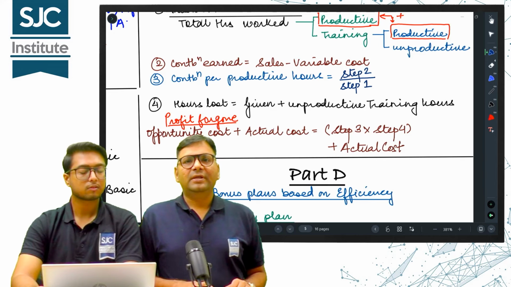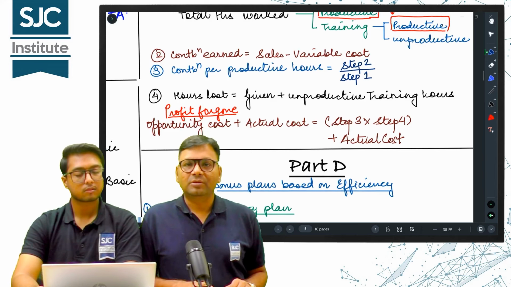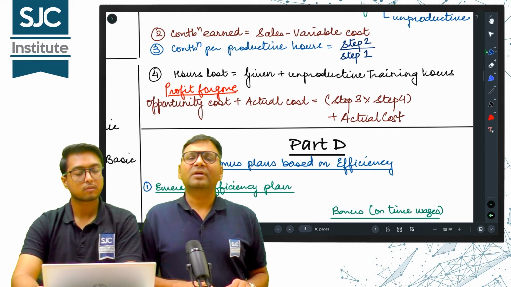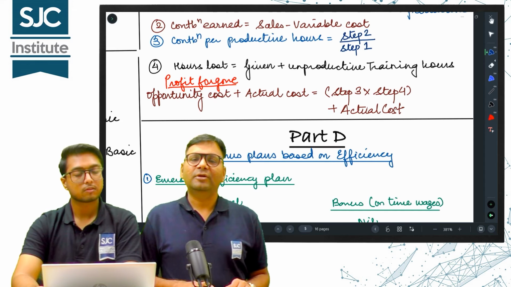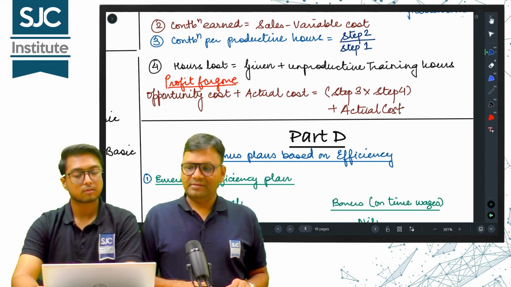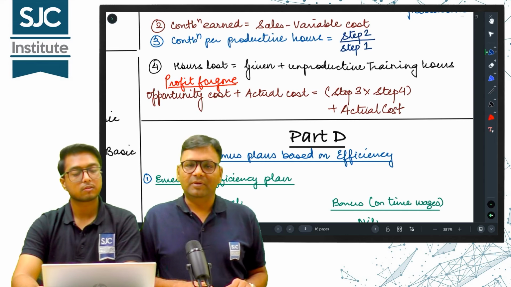Profit foregone is calculated as opportunity cost plus actual cost due to labor turnover. And opportunity cost is equal to contribution lost due to labor turnover, and that contribution lost is equal to your step number 3 multiplied by step number 4, and the actual cost would always be given in the question.